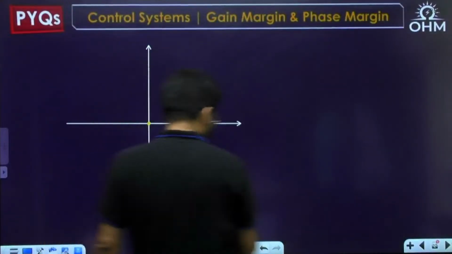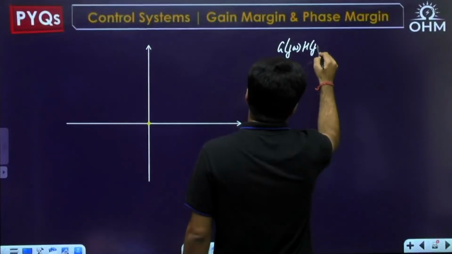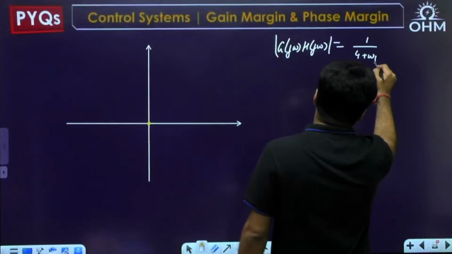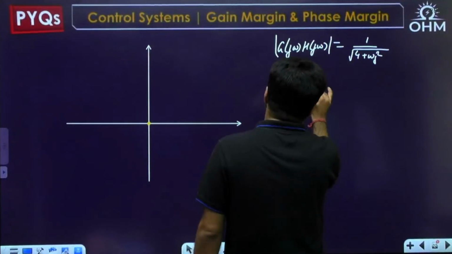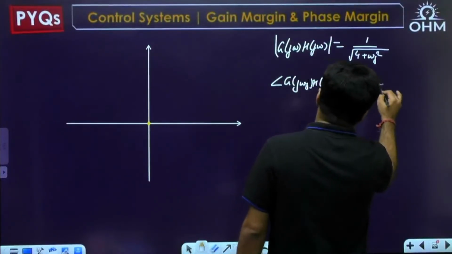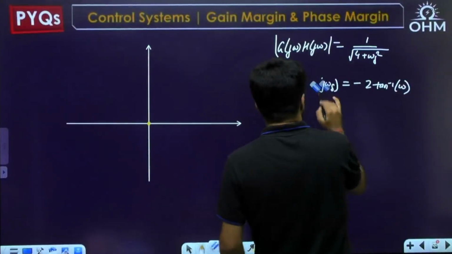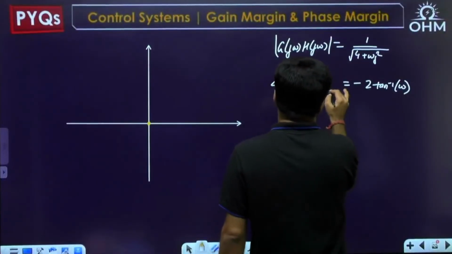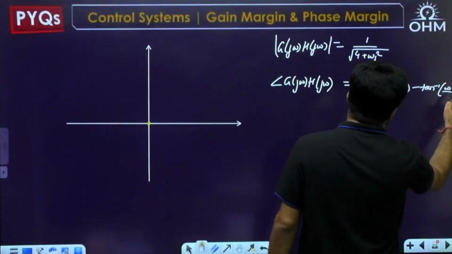I'll write down these calculations here also. The magnitude of G(j omega) H(j omega) is 1 upon under root 4 plus omega square. And what is the angle of G(j omega) H(j omega)? That is minus 2 tan inverse omega, the general expression, and this was having minus tan inverse omega by 2.